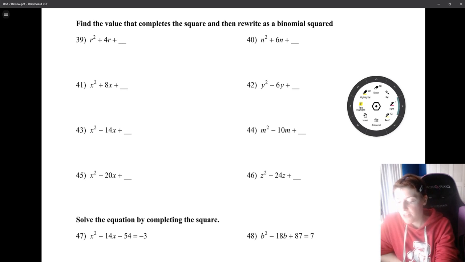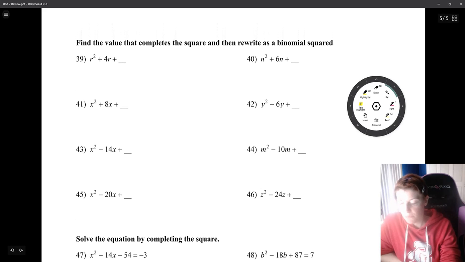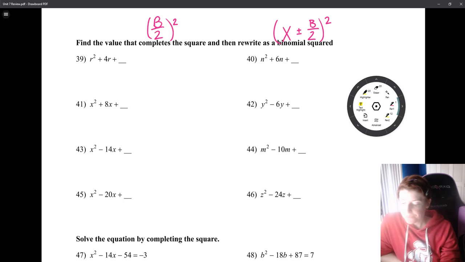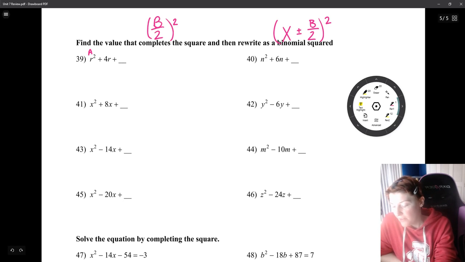So to find our value that completes the square, that is where we do b divided by 2 and square it. And then rewriting it as a binomial squared, that's where you take your variable, and then it's either going to be a plus or a minus, and it's b divided by 2, just that straight up number, not squared, because the square goes on the outside of the binomial squared. So I have a is 1, b is 4, and c we don't know because we're trying to find it.